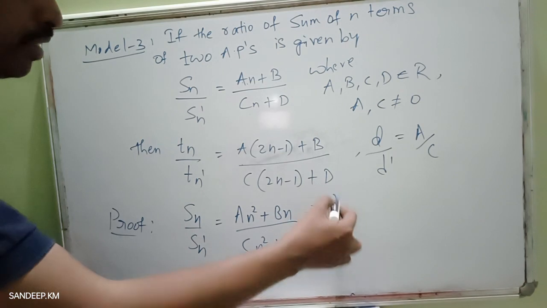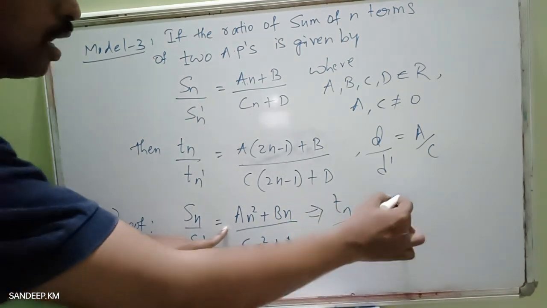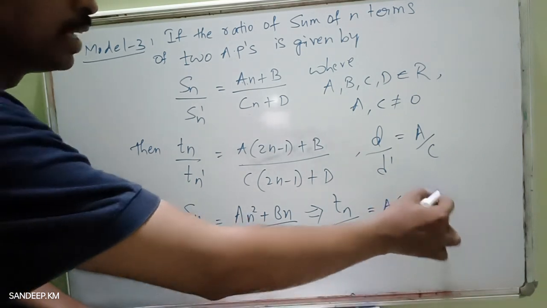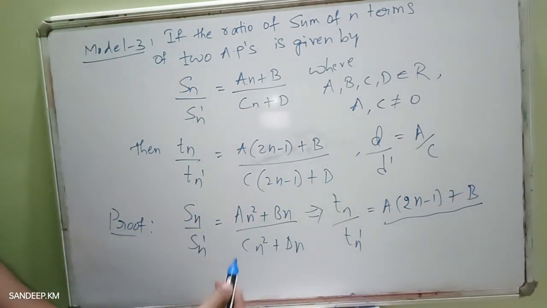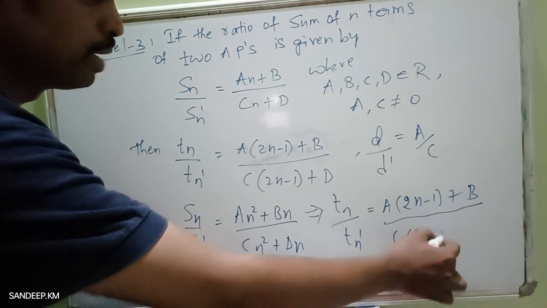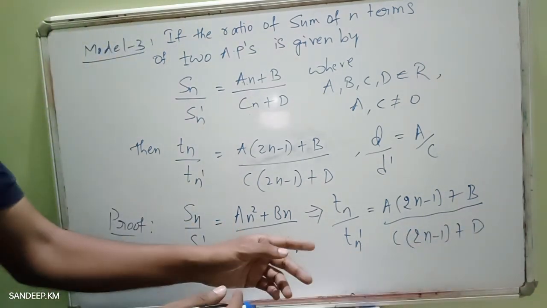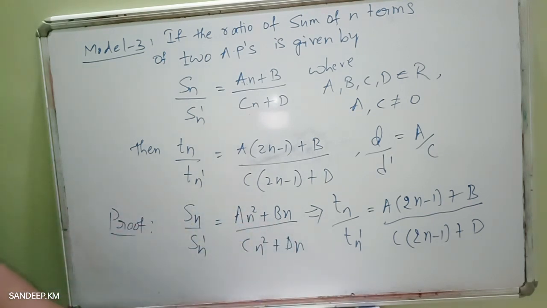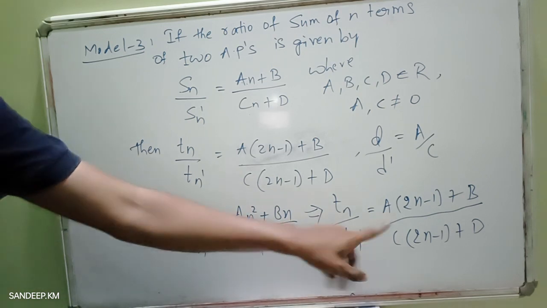Now follow the proof of the previous model. You can easily derive that Tn by Tn dash is equal to a as it is, and n square is replaced with 2n minus 1, plus bn is replaced with b, divided by c as it is, and n square is replaced with 2n minus 1, plus dn is replaced with d. You can follow the proof of the previous model. You can try it easily. So we have proved that if Sn by Sn dash is equal to this, then Tn by Tn dash is equal to this.